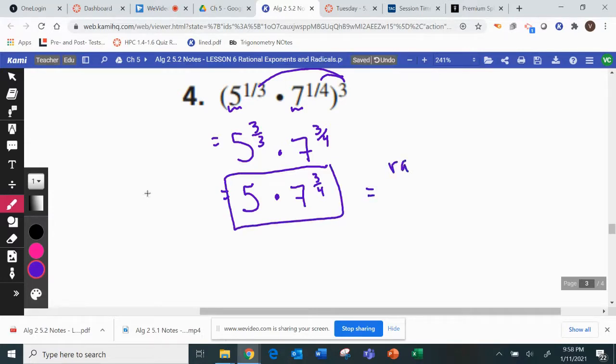If you need it in radical form, it depends on what the directions say. If you need it in radical form, then you would write it as 5 multiplied by the 4th root of 7 to the 3rd. And that would be fine for the final answer.